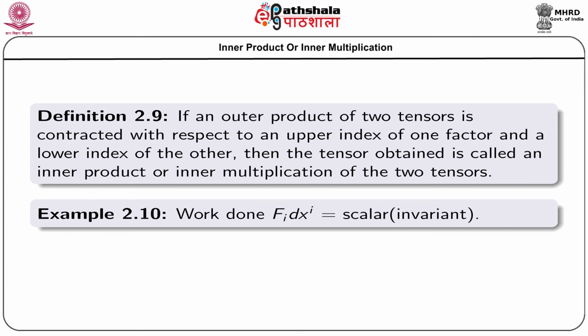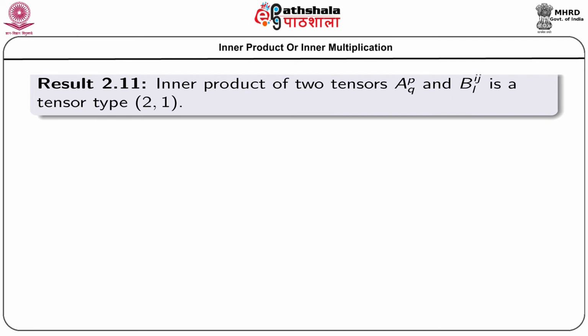The work done, which is Fi dxi, is a scalar quantity and is an example of the inner multiplication of the force vector and the displacement vector. The outer product of the force vector and the displacement vector gives the torque, but if we do the contraction of those two factors, then we get the work done, which is a scalar quantity. This is a result.